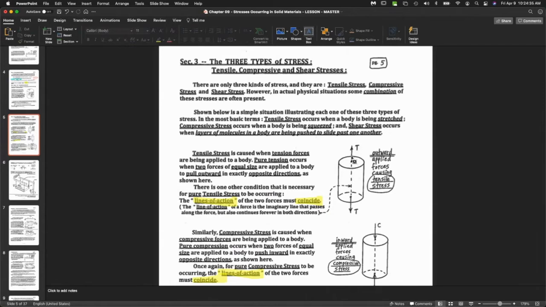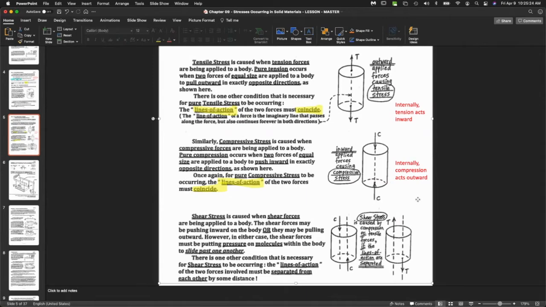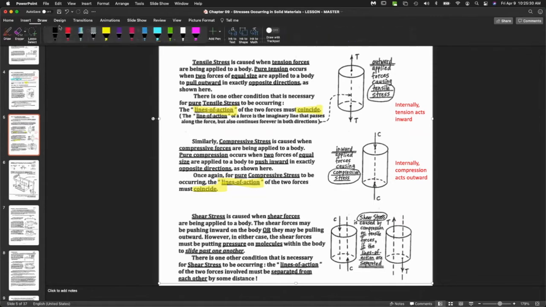Tension is pulling, but what's going on on the inside? Internally, tension acts inward. That's a very counterintuitive thing to say to people, because you think of tension as something being pulled apart. But when I say it acts inward, what I'm saying is that on the inside, it's pulling back. It's pulling back like that.